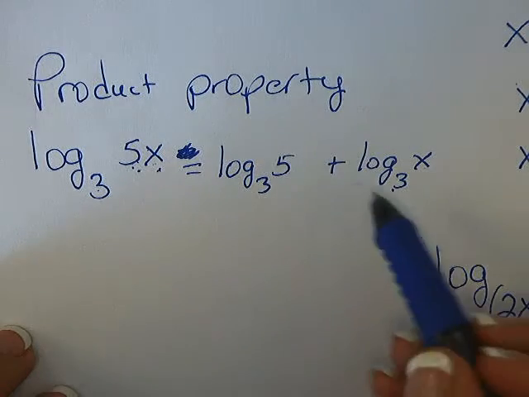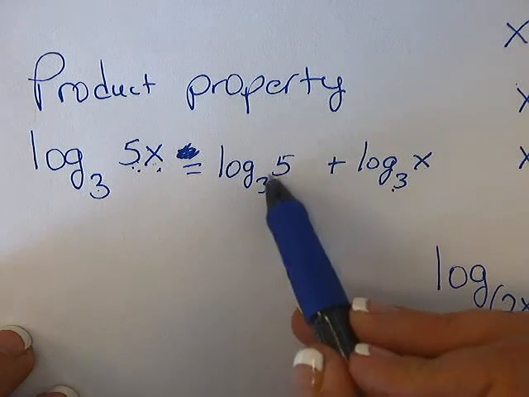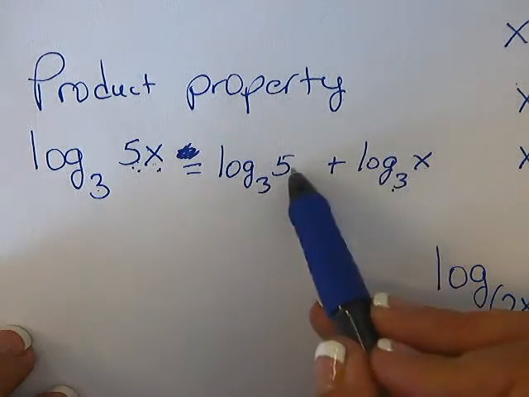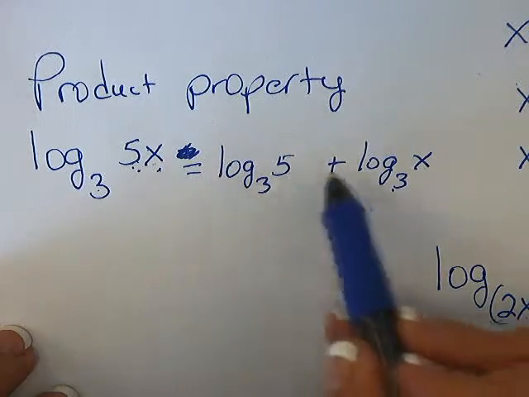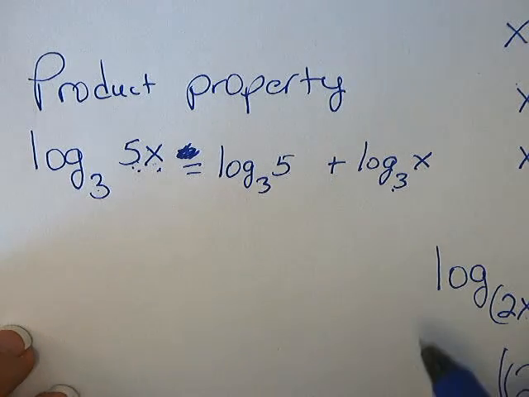Likewise, if I'm condensing, if I have 2 logs that are added together, I can condense them into a single log by multiplying these guys together.